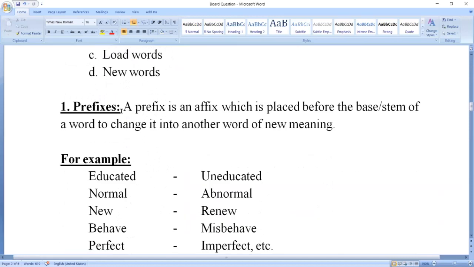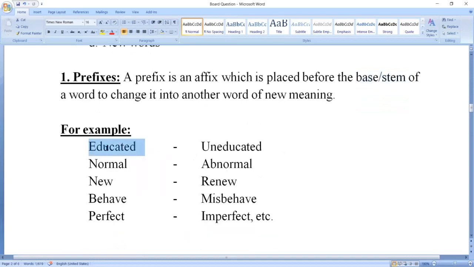The first one is prefixes. So what is actually a prefix? A prefix is an affix. An affix is either a particular letter or some letters, which is placed before the base or stem of a word to change it into another word of new meaning. That is, with the base of a particular word, we can use some letters to make new words.